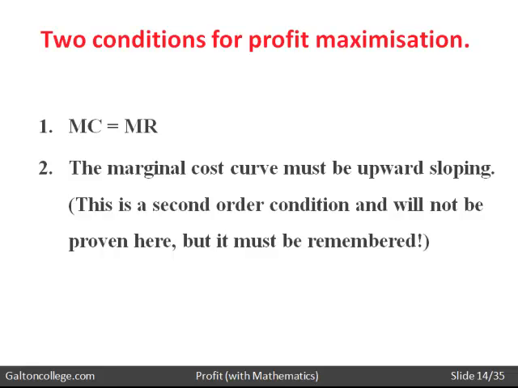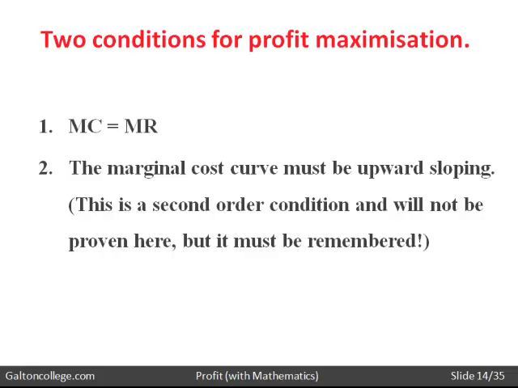The second condition is that the marginal cost curve must be upward sloping. This is called a second order condition. It will not be proven here, but it must be remembered. The marginal cost must be upward sloping. If you do calculus, when you're calculating a maximum and you differentiate the function and set it equal to 0, you could actually be working out the minimum. So you have a second order condition which must be applied.